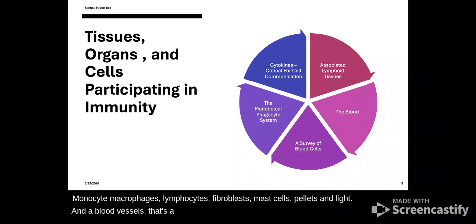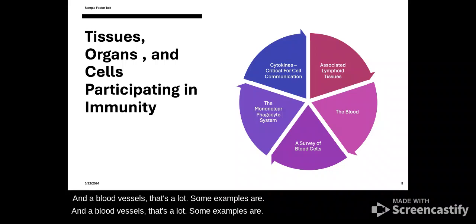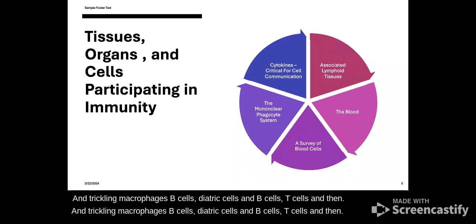Some examples are interleukin, macrophages, B cells, dendritic cells, and T cells. And then histamine, mast cells, and basophils, blood vessels, sensory nerves, and neutrophils.